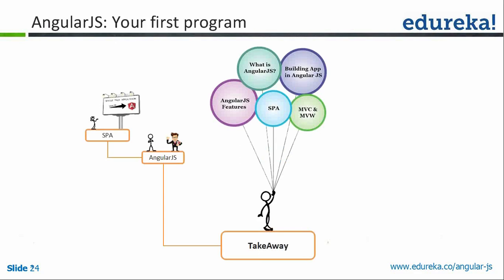First we saw what a single page application means. Then we saw some of the AngularJS features that we covered in our session: routing, two-way binding, factories, services, and other things. Next, we saw what AngularJS is and what SPA means, and we built a basic application.